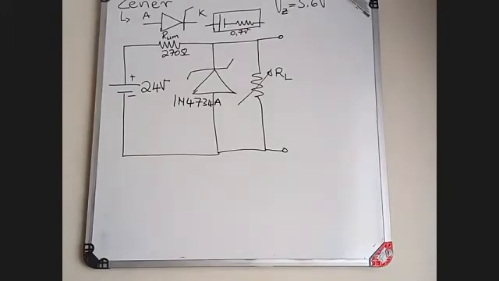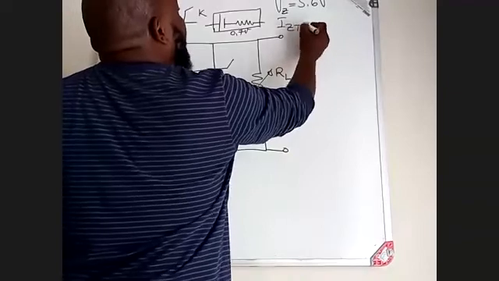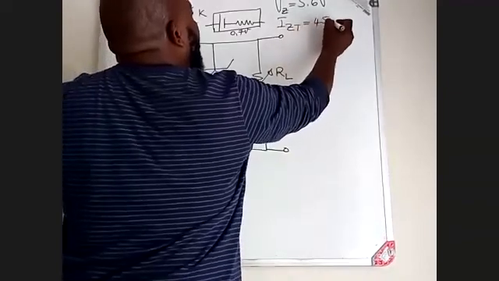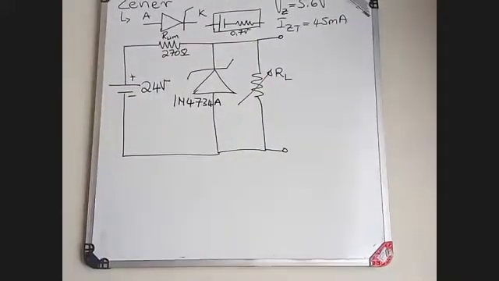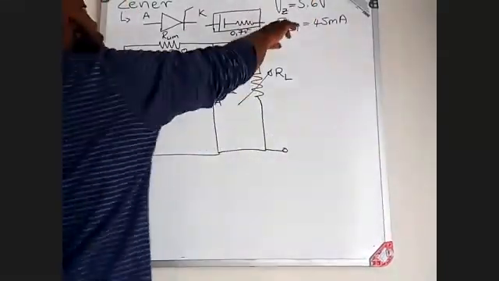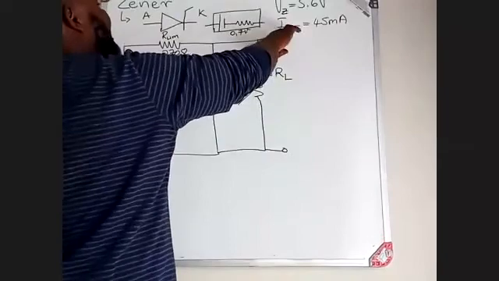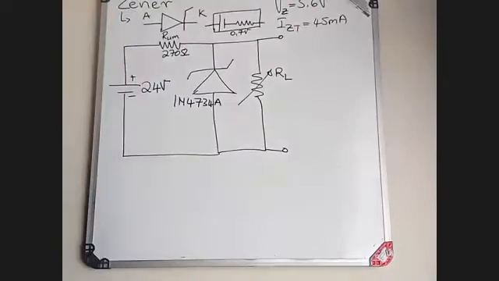Then I will ask, what will be my Zener test current? In this case, your Zener test current, your IZT, is going to be 45 milliamps, which means for me to be able to regulate this voltage, my Zener test current must be at 45 milliamps.